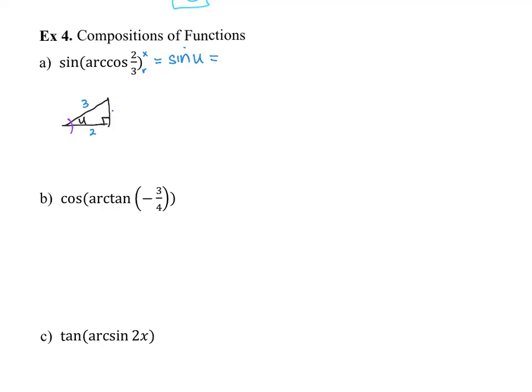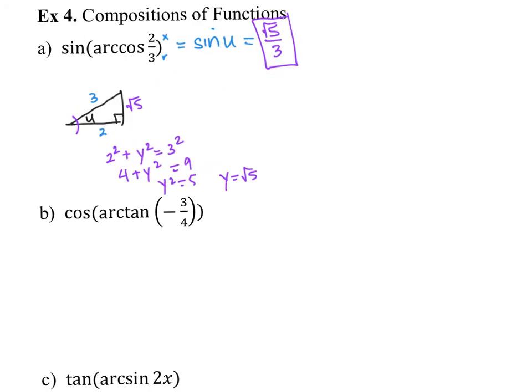over the hypotenuse. I don't know the opposite side, so I need to solve for it real quickly. So 2 squared plus y squared equals 3 squared. Doesn't have to be y, I'm just trying to match the people who will use the XYR method. So y equals root 5, which means the sine of u, or the sine of this angle, is root 5 over 3. You might draw a picture, you might use XYR. I don't know which method you would use. It's up to you.